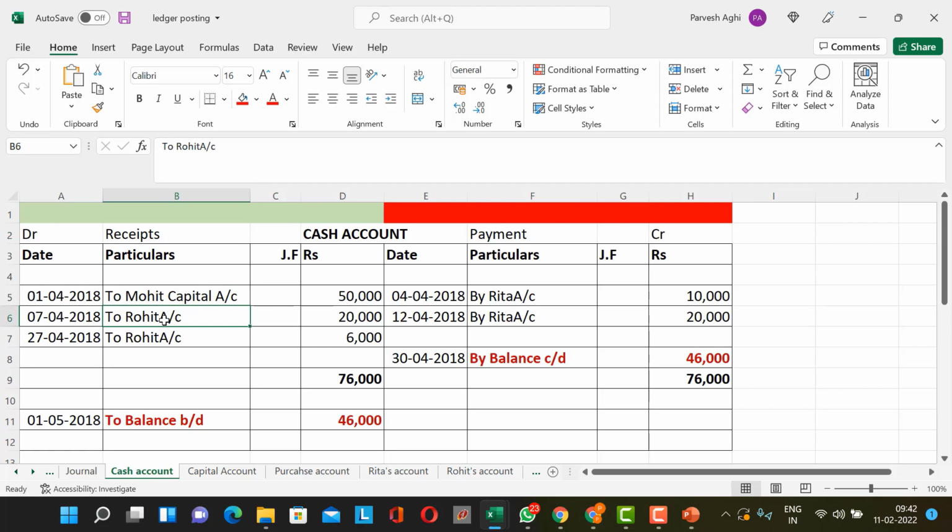Okay. So then Rohit has given money to us. Who is Rohit? Is he our customer or our supplier? Who will give us money, our customer or our supplier? Customer. So Rohit is our customer, because we are selling goods to Rohit. So he has given money on 7th of April and 27th of April. How much? 20,000 and 6,000.